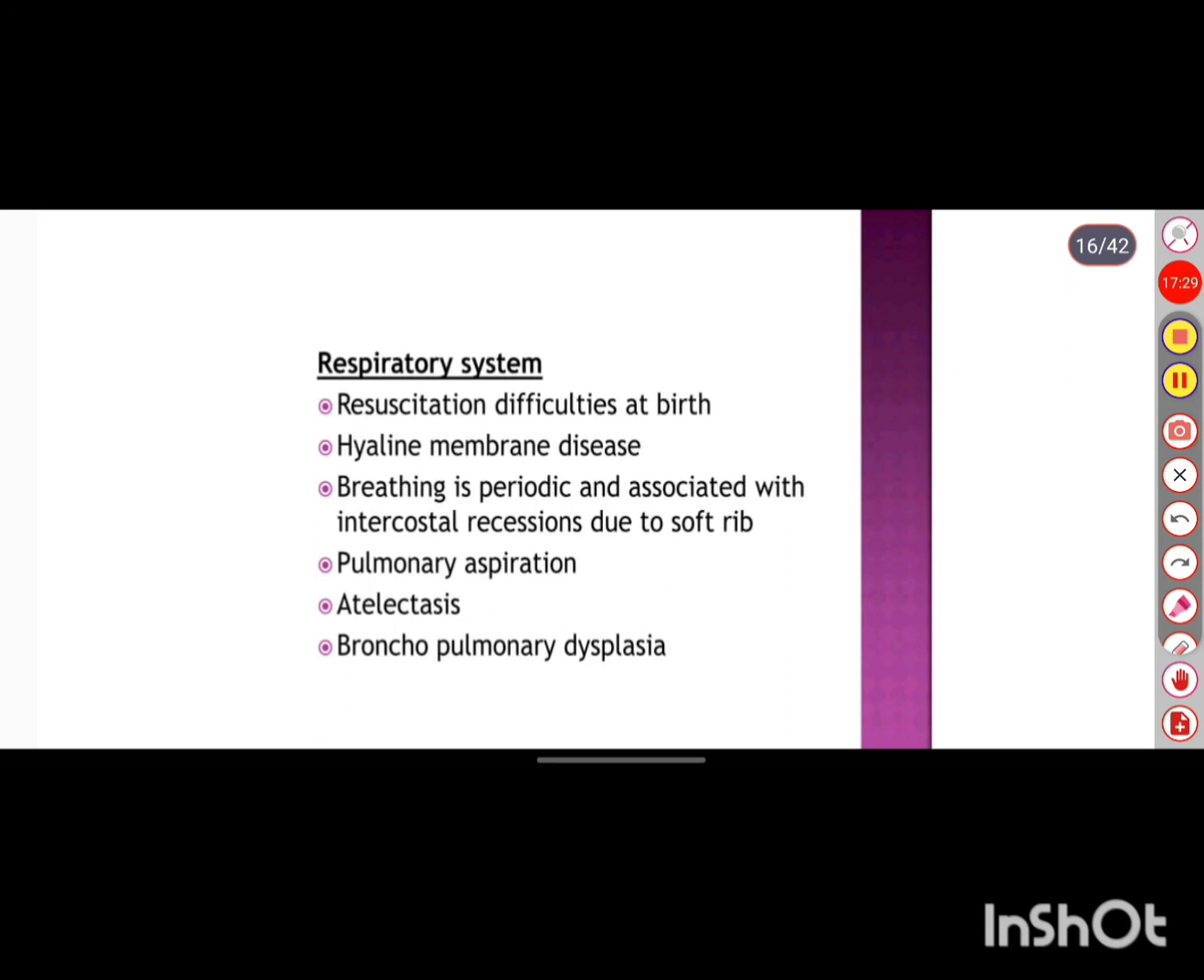In the respiratory system, they'll usually have difficulties in breathing, and they may require resuscitation at birth. And they are more at risk of developing hyaline membrane disease. Breathing is periodic and associated with intercostal recessions, and also there is a chance of pulmonary aspiration and atelectasis in bronchopulmonary dysplasia. Just because this is a review of questions and answers, I'm not explaining each and everything. I'm just reading out the answers for you, and sometimes I do explain.